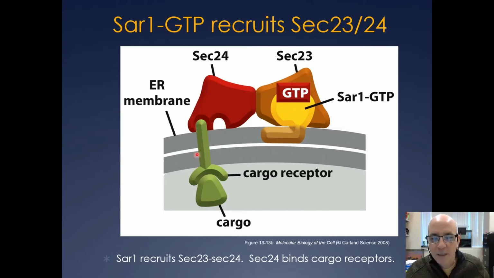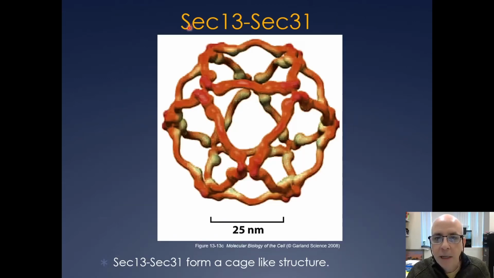So this is what I did in graduate school, figuring out how these cargo receptors pull cargo. Once again, when SAR1 GTP is on the membrane, it recruits Sec23 and 24, and Sec24 binds to a cargo receptor, which is bound to cargo. Then once you have the Sec23 and 24 assembled with SAR1 on the endoplasmic reticulum, Sec13 and 31 come in, and these form a cage-like structure not too dissimilar from what you saw with the Clathrin triskelion.